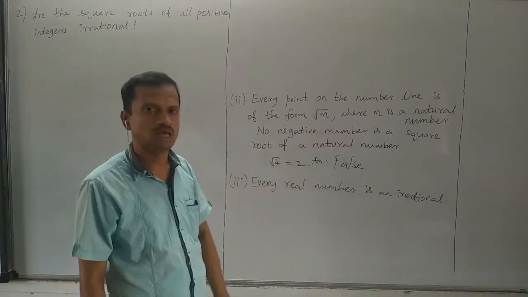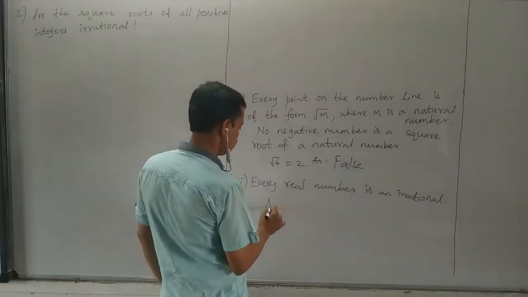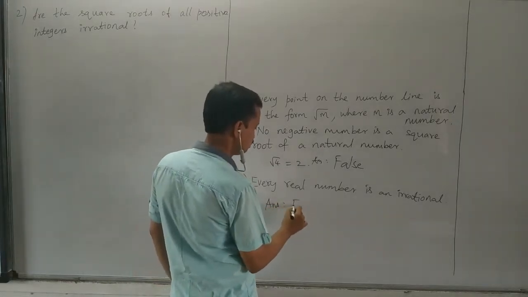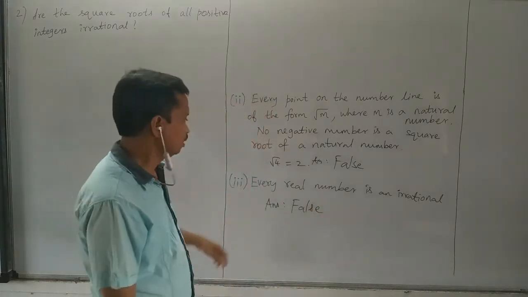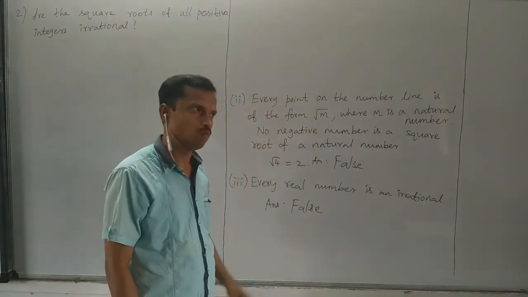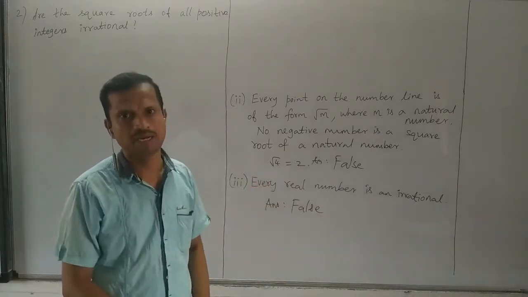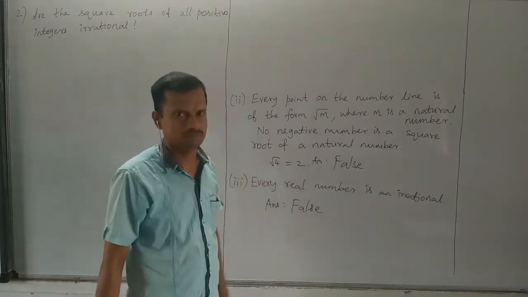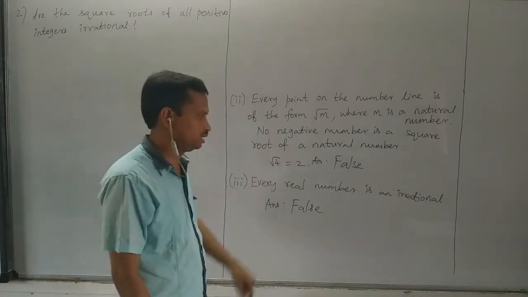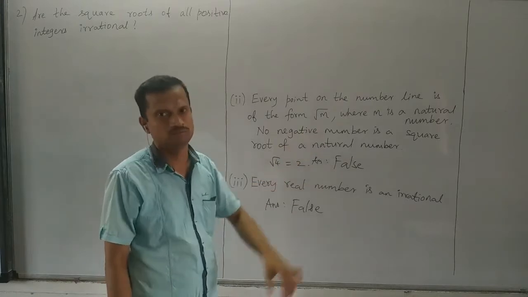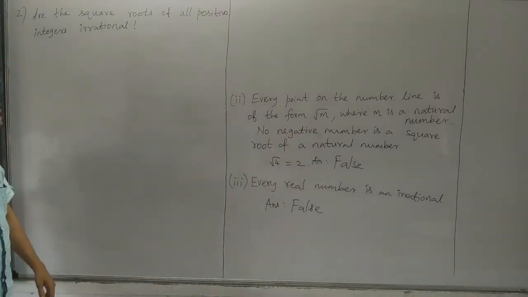Every real number is irrational. The answer is, I think you know very well, false. Every real number is both rational and irrational combined to form real numbers. So a real number may be rational or irrational, but in the question they have given irrational. So it is false. And now coming to question number 2.